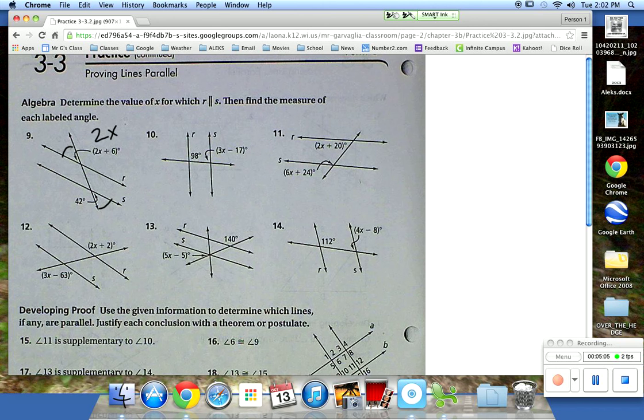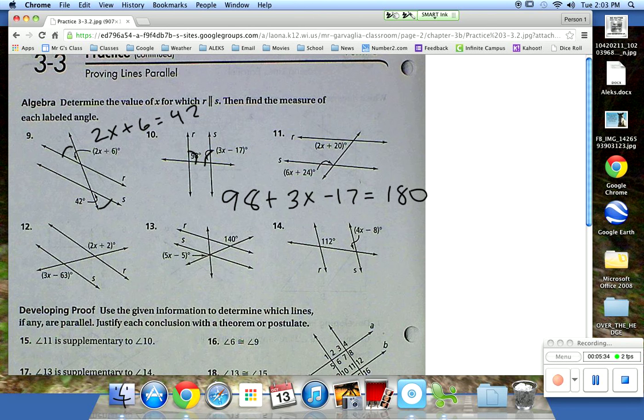2x plus 6 equals 42, and we'd solve it. How about this one here? Do we set them equal to each other, or add them together to equal 180? Add them together, because these are interior angles, right? So we're going to add these together: 98 plus 3x minus 17 equals 180. And then we solve it. That's all you have to do.